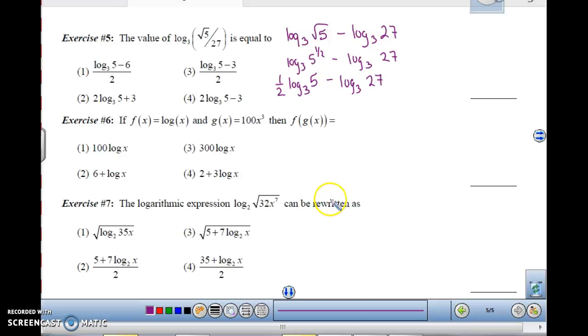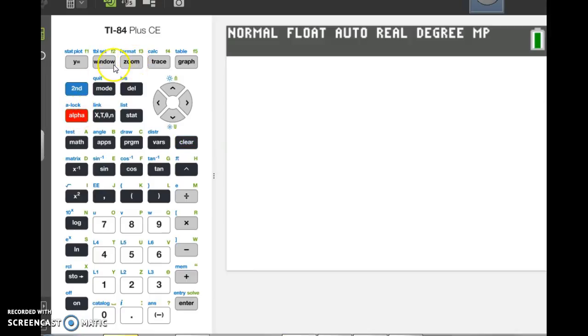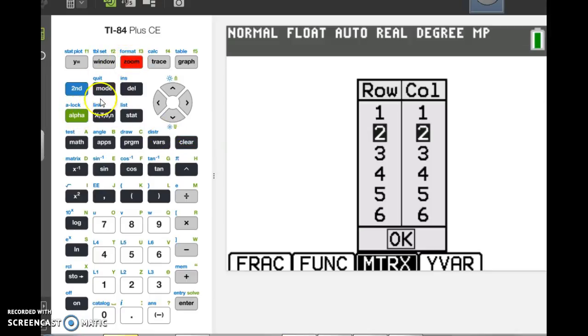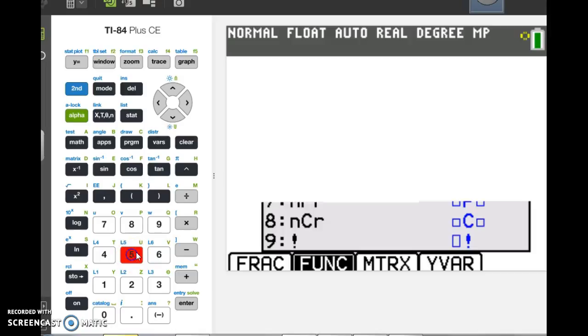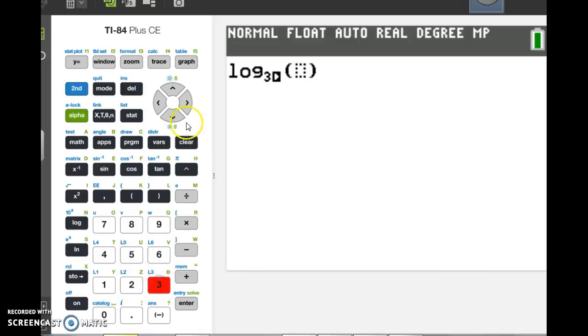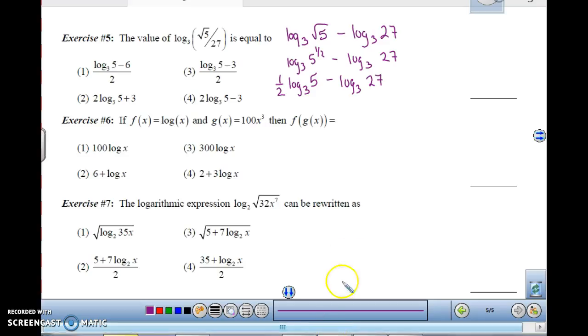Okay, so we don't have that answer there, but we have log to the base 3 of 27. Is 3 to some power 27? Yeah, it is. If you're not sure, grab your calculator, use your log base key, alpha, the window key, number 5, you can do log to the base 3 of 27, but you should know that that's going to be 3, because 3 to the 3rd is 27. So yeah, it does equal 3. But if you're not sure what it equals, you can always use your calculator. 1/2 log to the base 3 of 5 minus 3.